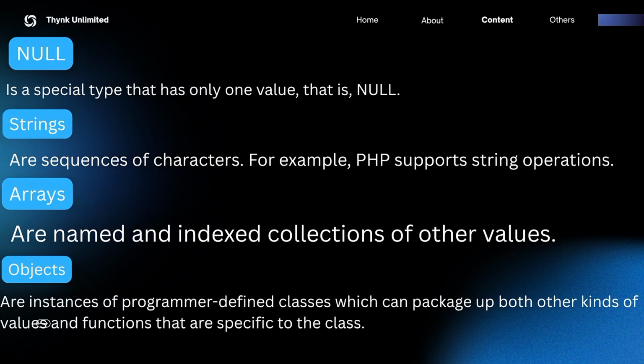Strings are sequences of characters, and they're used to store text in PHP. For example, a string can be a single word, a sentence, or even a paragraph enclosed in quotes. You can use either single quotes or double quotes to define a string.